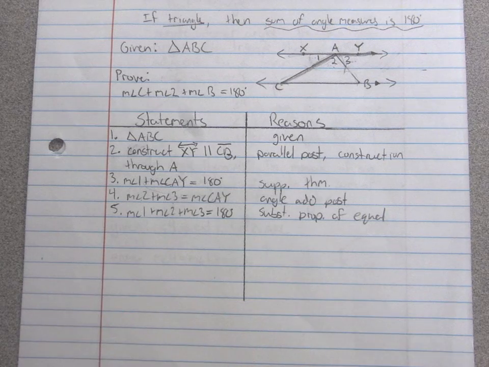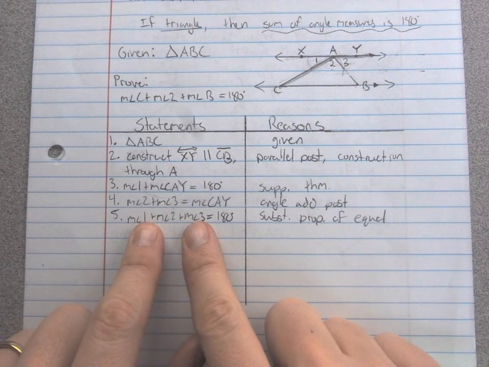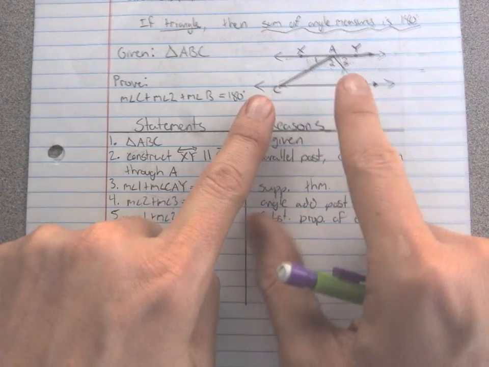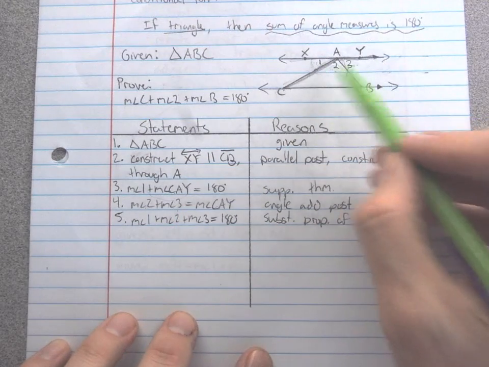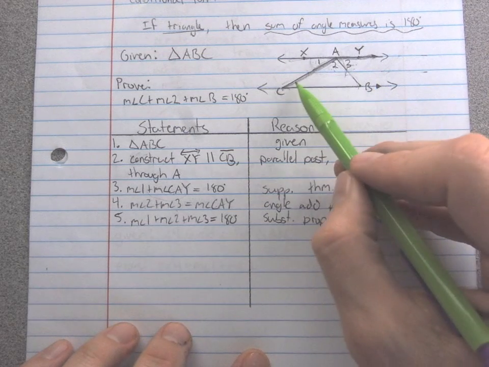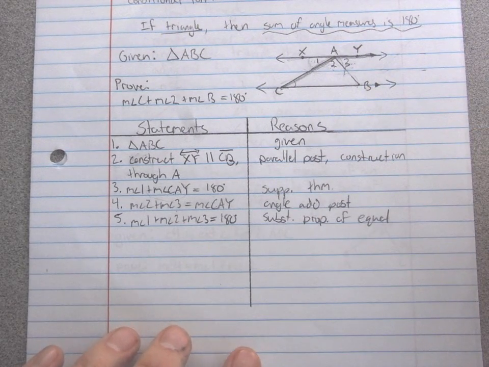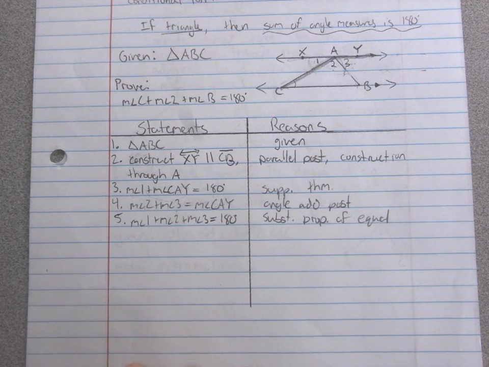Okay, the next part of this proof is to take this and replace angle 1 and angle 3 with angle C and angle B. I know that 1, 2, and 3 are equal to 180. What I'm trying to show is that C, 2, and B are equal to 180. Right, that was the game.